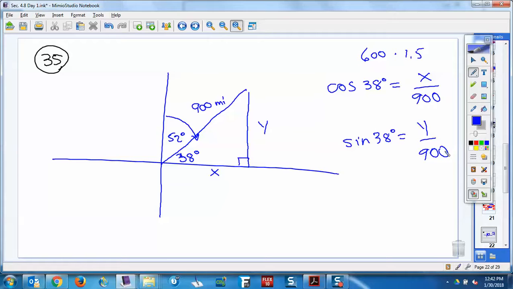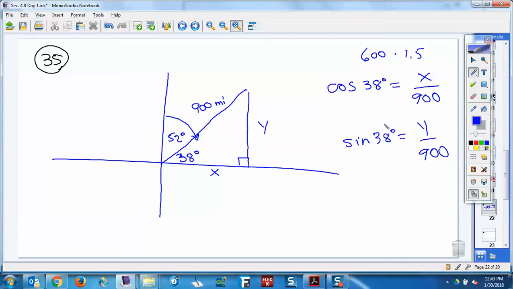All right, 36. What I've been trying to put down on the screen is what I'd want to see on your paper if this was a test question. From here, if you do the rest on your calculator, that's good. But I want to see that initial setup written down.